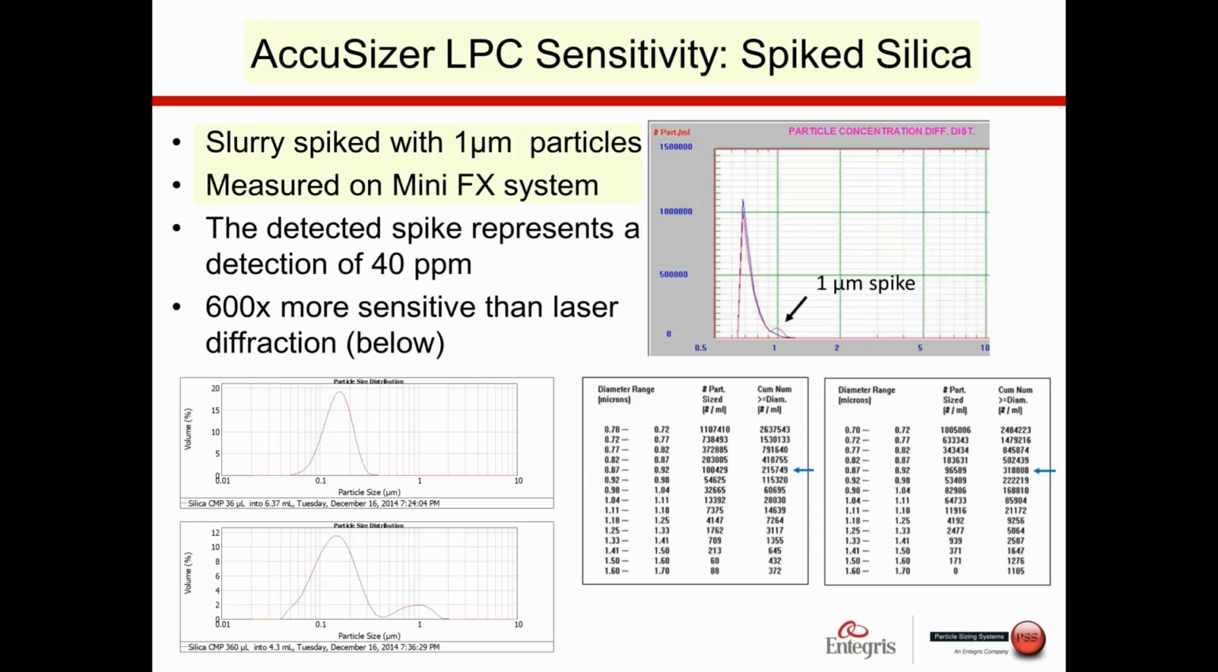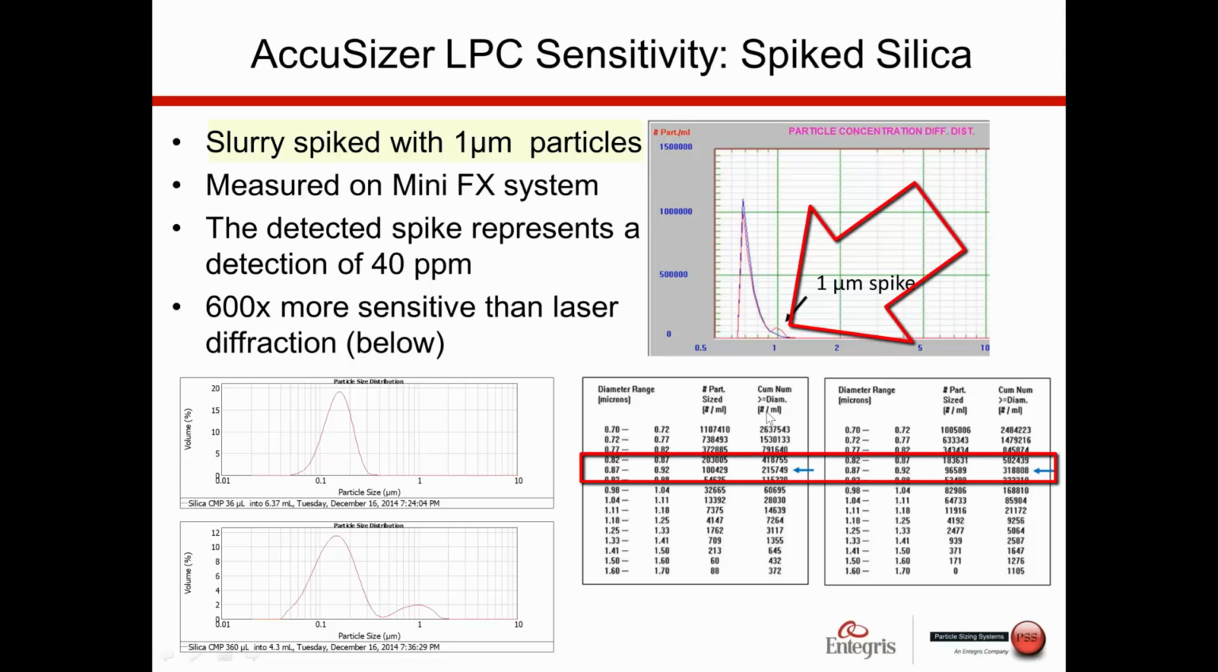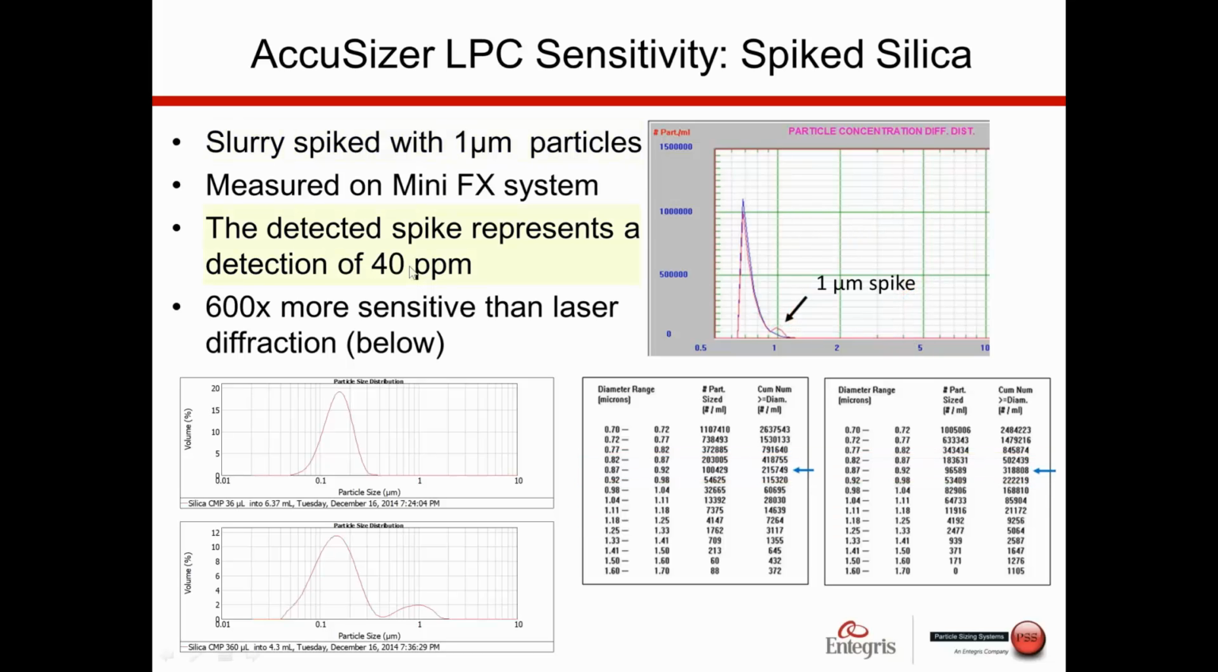Let's start looking at some results. This is a silica slurry measured with the FX system, and what we're showing here is this ability of the AccuSizer to detect a small concentration of a spike in the tails of the distribution. So this is the tails of the CMP slurry. Remember, the majority of the population is down here, maybe at around 100 nanometers. And what we do is we spike this with 1 micron polystyrene latex, and we very accurately can see this increase in the concentration of the particles right here at 1 micron. So this is proving the ability to measure this spike down to the scale of about 40 ppm.